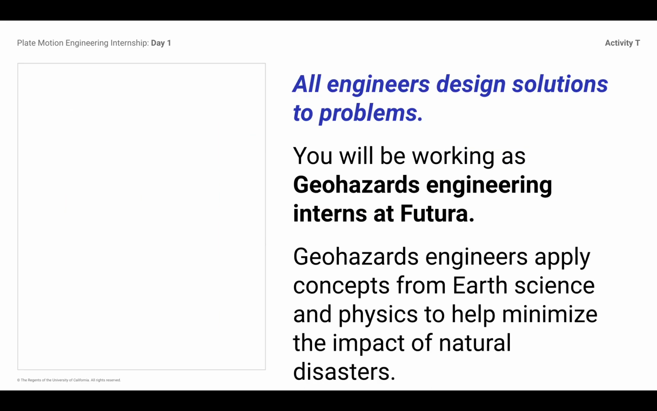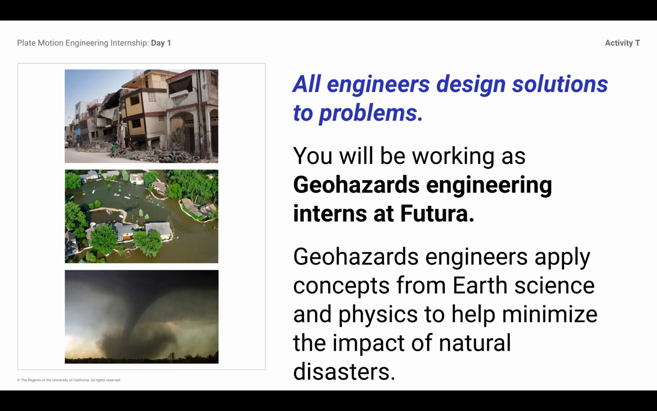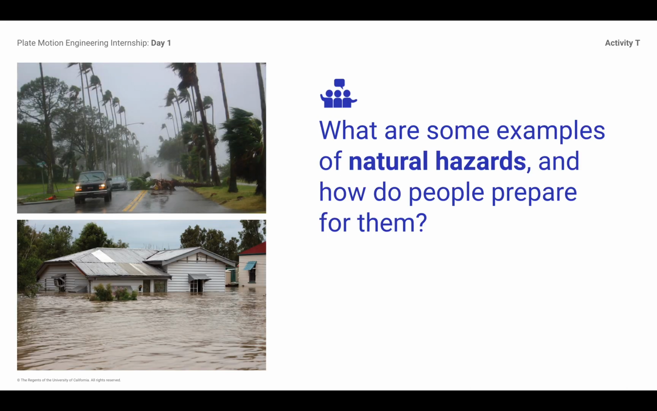So maybe we kind of came to the conclusion that all engineers do design solutions to problems. So there's building engineers, there's chemical engineers, all kinds of different types of engineers, and they design solutions to problems. You will be working as a geohazards engineering intern at Futura, and a geohazards engineer applies concepts from earth science and physics to help minimize the impact of natural disasters. So we took a little bit of time. We talked about what exactly are some examples of natural hazards and how do people prepare for them.